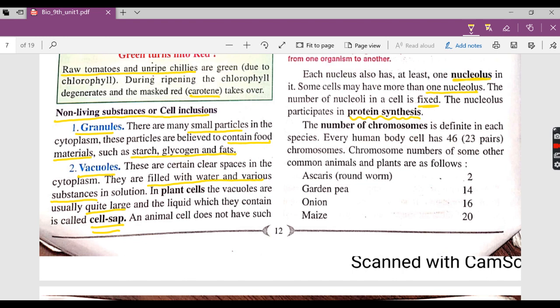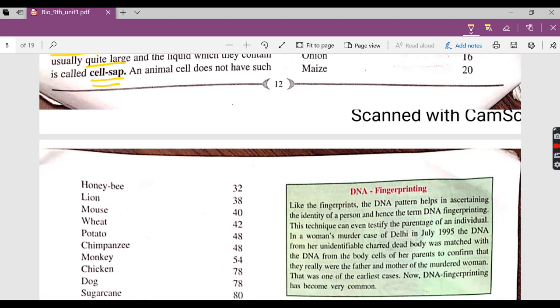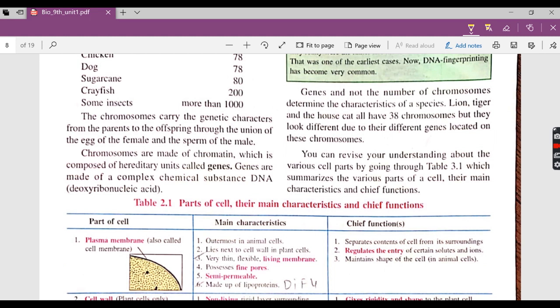The number of chromosomes also are fixed in each species. So all human beings have 23 pairs or 46 chromosomes. Following is the number of chromosomes which are present in a variety of animals and plants. It is surprising to know that some insects which are much smaller than human beings have more than 1,000 chromosomes.